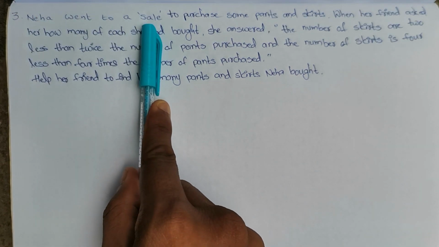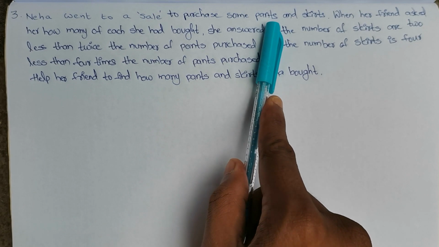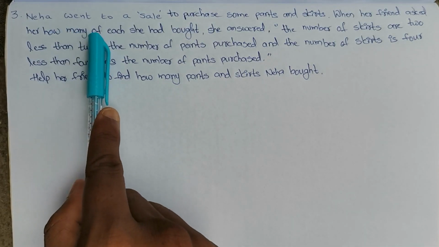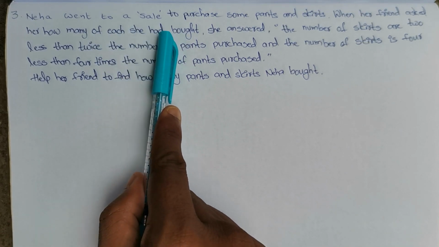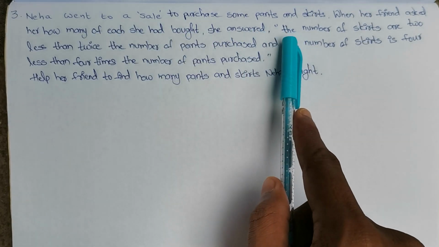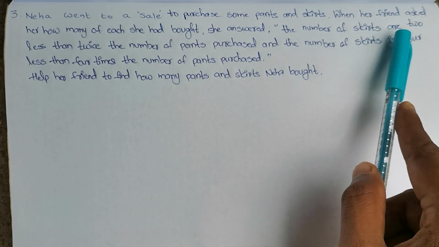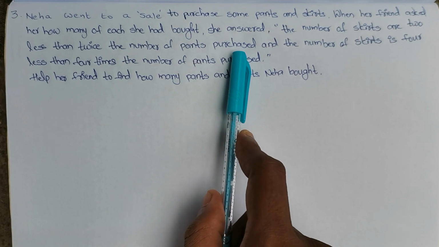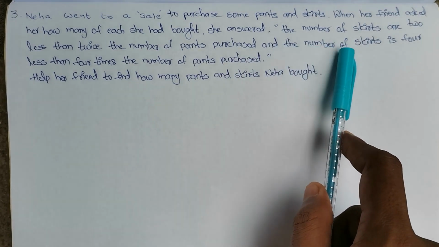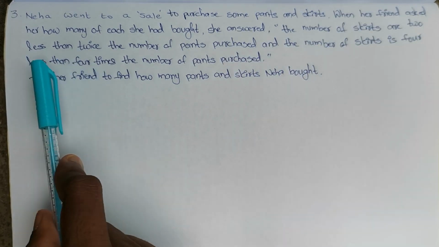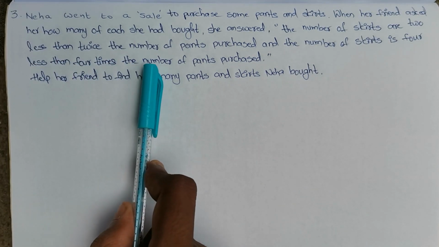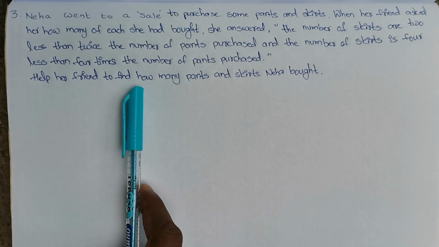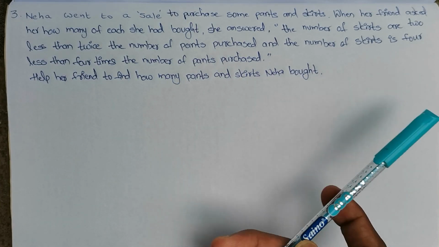Neha went to a sale to purchase some pants and skirts. When her friend asked her how many of each she had bought, she answered, the number of skirts is 2 less than twice the number of pants purchased, and the number of skirts is 4 less than 4 times the number of pants purchased. Help her friend to find how many pants and skirts Neha bought.